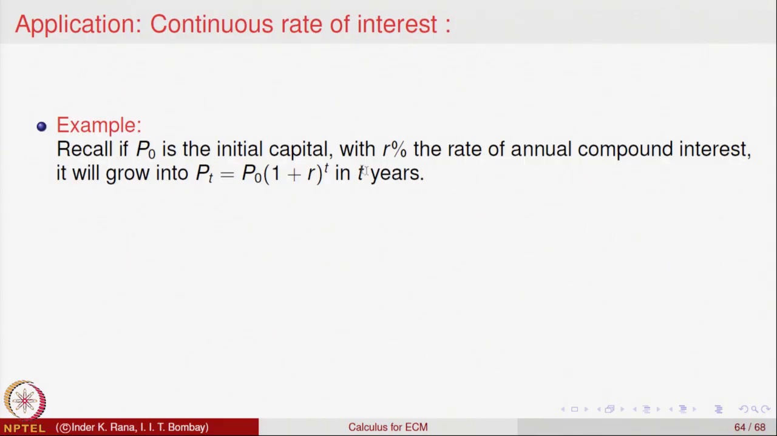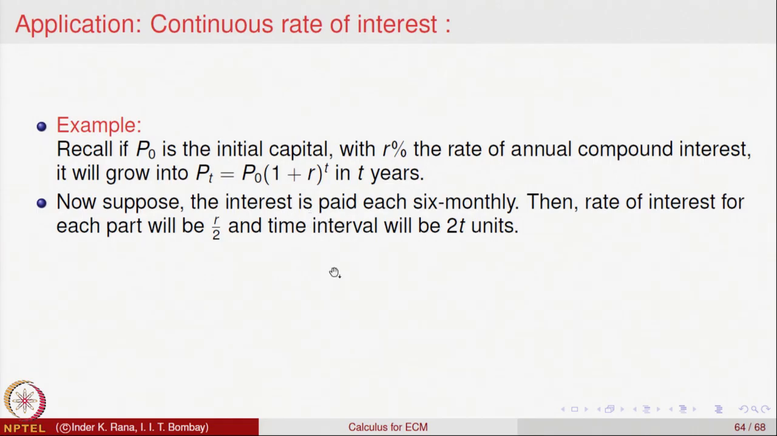Let us recall, if P0 is an initial amount with r% rate of interest, and the interest is compounded, then after t years, where t is the number of years for which it is compounded, the amount is given by Pt equal to P0 times (1 plus r) raised to power t. We had seen this earlier, and we got this geometric expression. So, Pt is a geometric progression, t is the number of years.